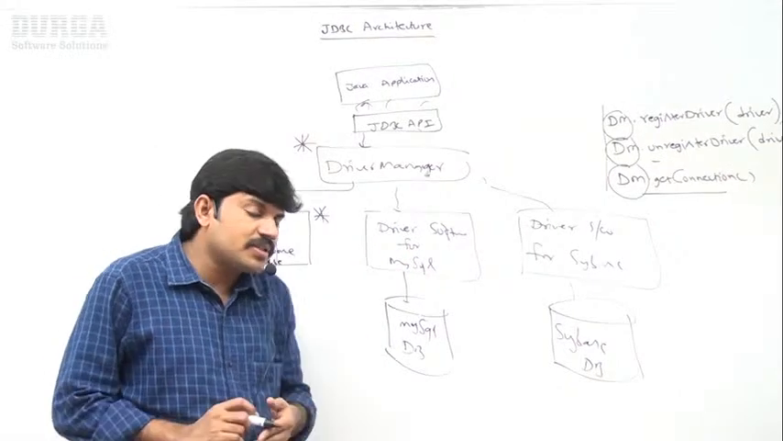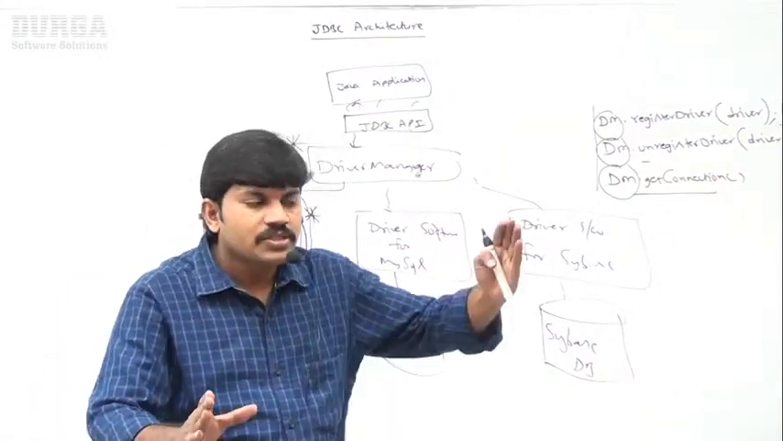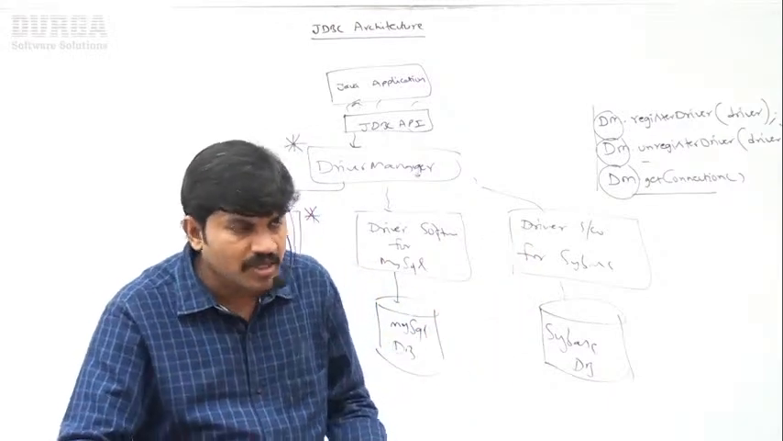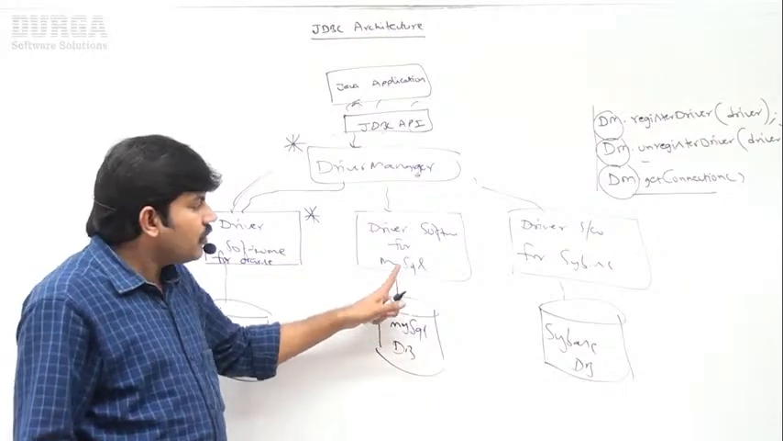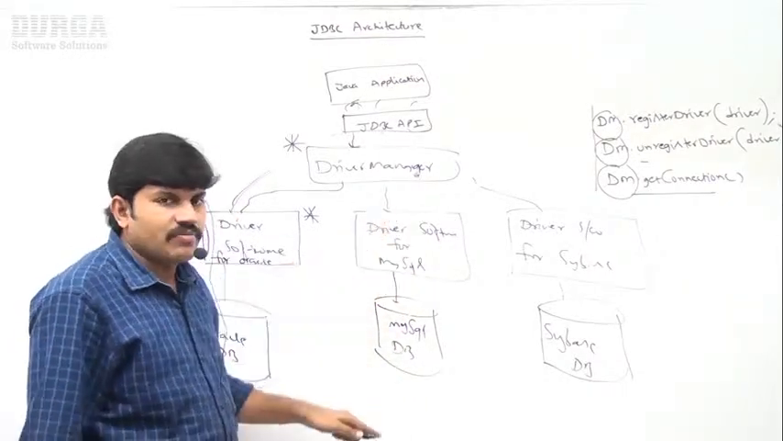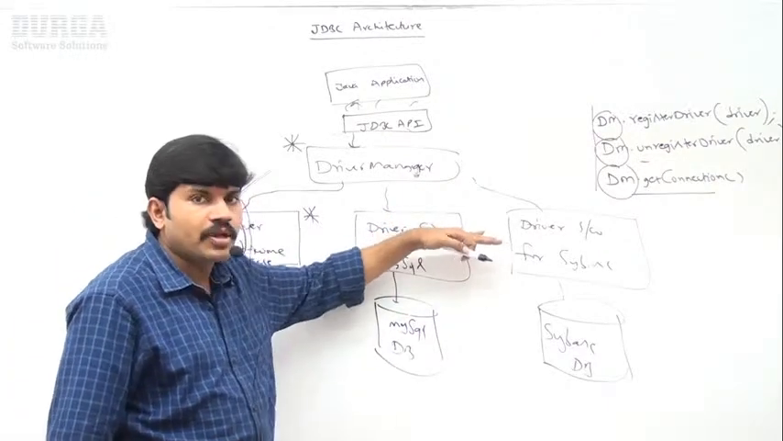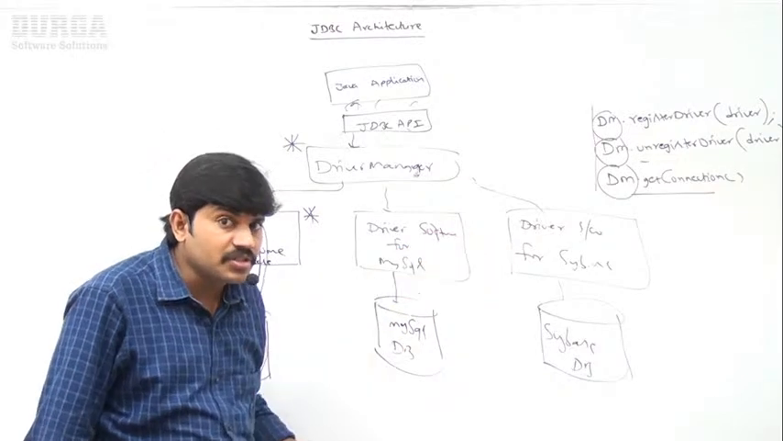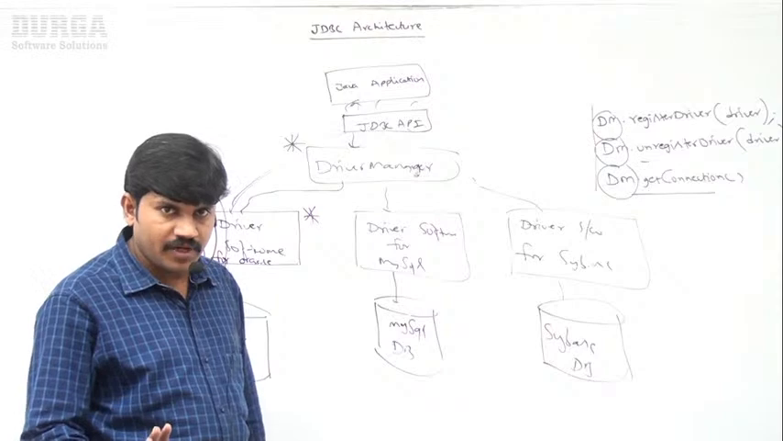Clear, right? Next, driver manager internally communicates with the driver software. What will the driver software do? Driver software is the responsible to convert Java calls into database specific calls, and database specific calls into Java calls. Remember this. So it acts as a translator. Without the driver software, we can't touch the database. That much key important component in the JDBC architecture is driver software. Clear for all of you?